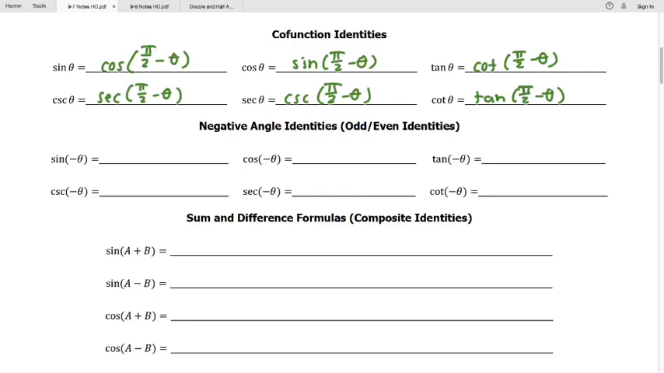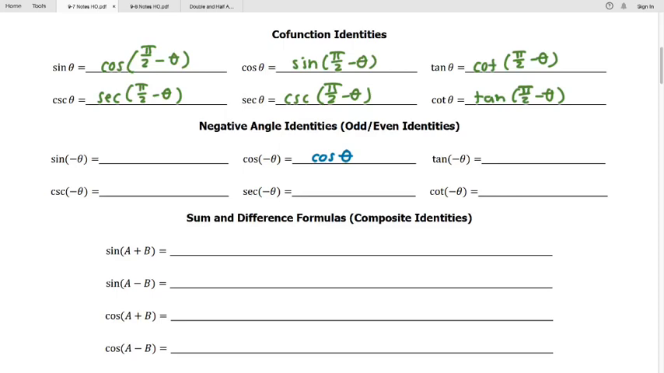So if we could take each of these graphs, fold them on the y-axis, and they mirror each other, or the sides mirror, then we have an even function. There are only two even functions here. Everything else is odd. So cosine is an even function. So the cosine of negative theta, we can rewrite as the cosine of theta. We can get rid of that negative because cosine is an even function.